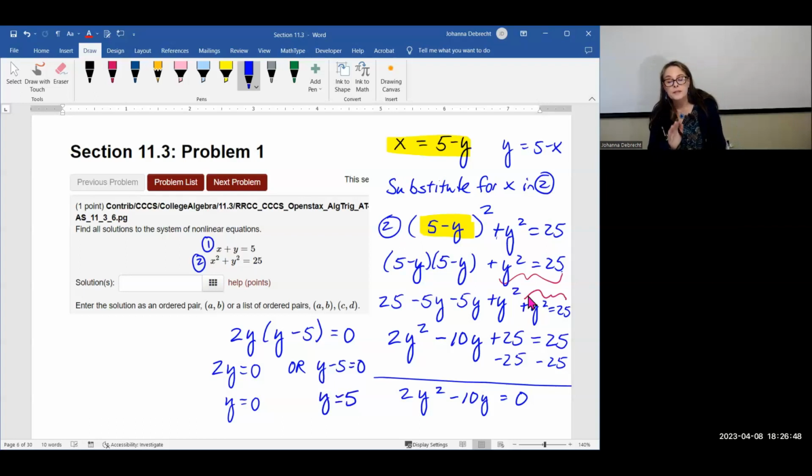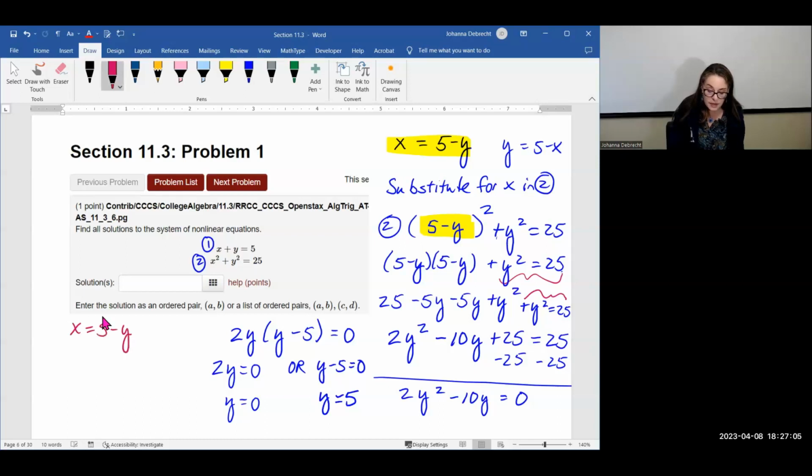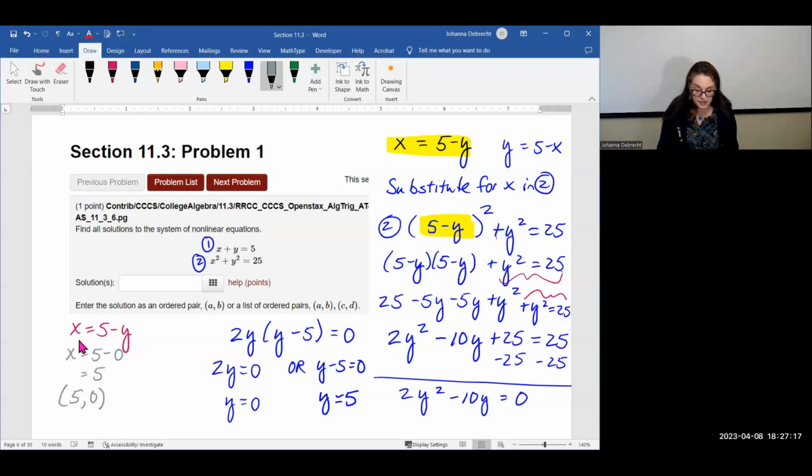Now this is two different ordered pairs. This is not the same ordered pair. These are both y coordinates. So I'm going to take each one in turn and substitute back into my substitution factor, which was x equals 5 minus y. So now I'm going to have x equals 5 minus 0, which would still be 5. So this ordered pair is 5, 0. So it has to cross at 5, 0.